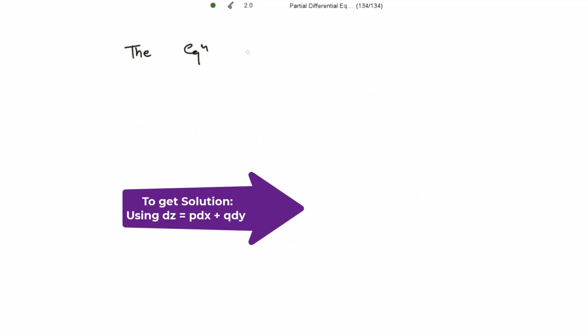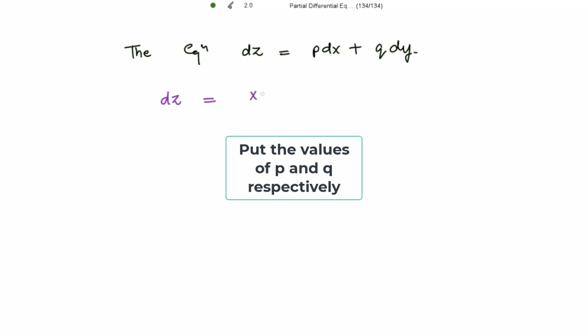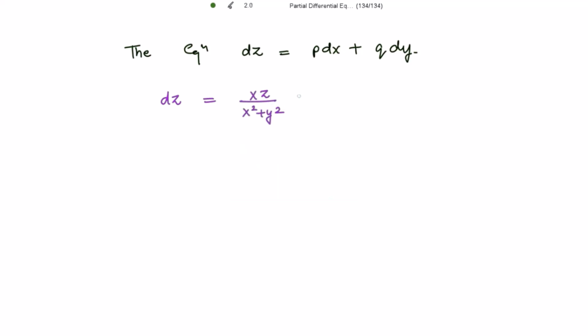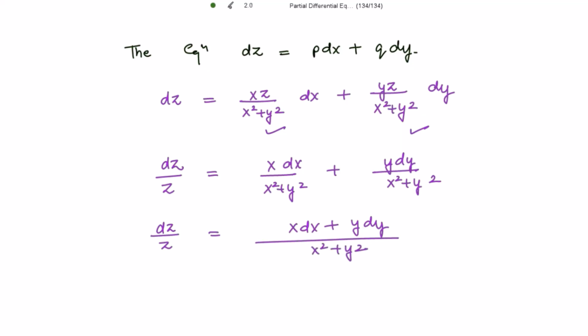And now to get the solution, the equation dz equal to p dx plus q dy also takes the form dz equal to, I'm using the second value of p, that is xz divided by (x square plus y square) dx, plus for this value of p we have got the value of q to be this. So using the value of q, yz divided by (x square plus y square) dy. If I take z common from these two terms and taking that z to be in the denominator, then we have x dx divided by (x square plus y square) plus y dy divided by (x square plus y square). So which can further be written as (x dx plus y dy) divided by (x square plus y square), which can be easily integrable.